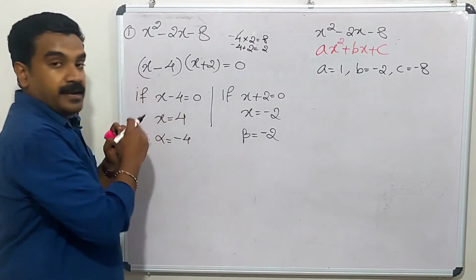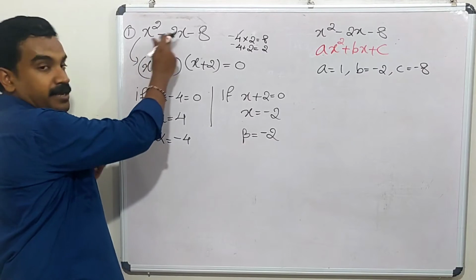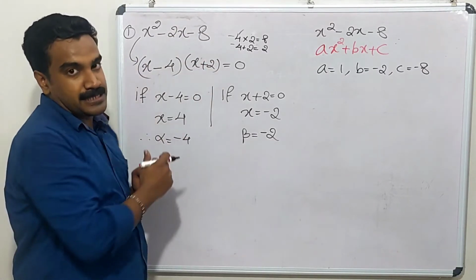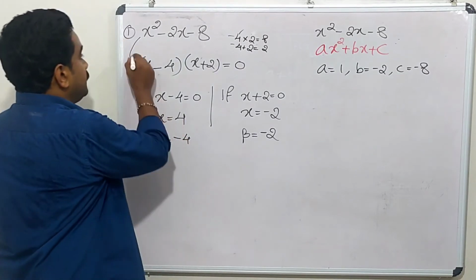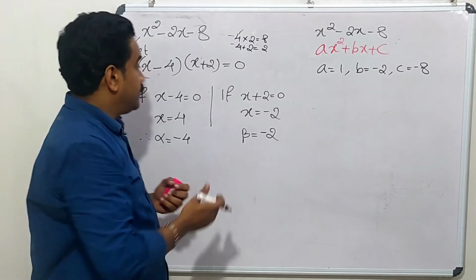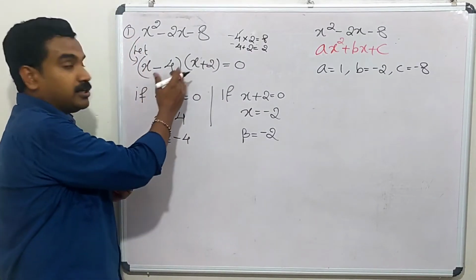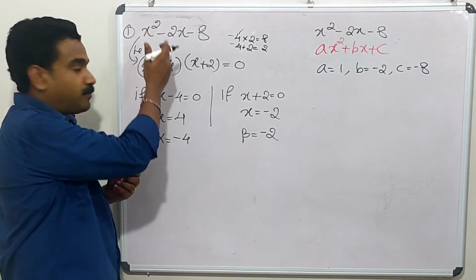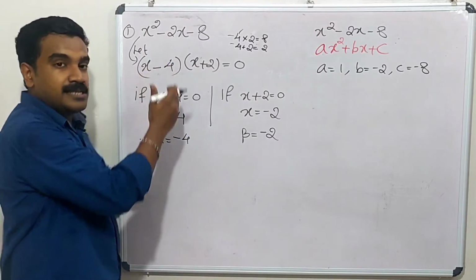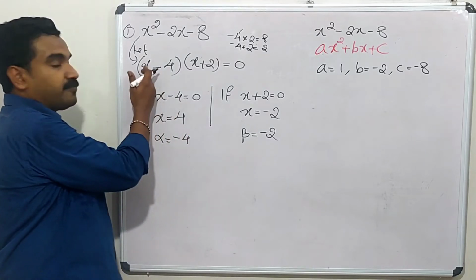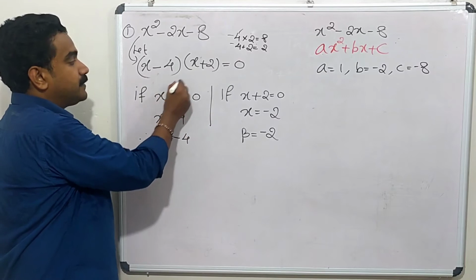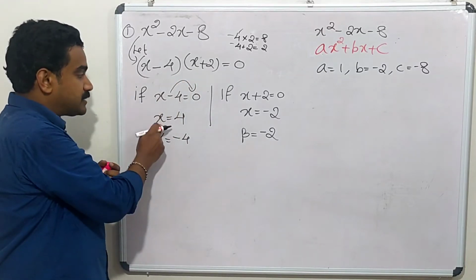That's why we can write it this way. This x square minus 2x minus 8, we can write as x minus 4 into x plus 2. Let x minus 4 into x plus 2 equal 0. Then equate each factor to 0. Actually, we factorize this polynomial this way, x minus 4 into x plus 2. That is, if the first bracket is 0, that is, if x minus 4 is equal to 0, bring this negative 4 to the other side, you will get x equal to 4.